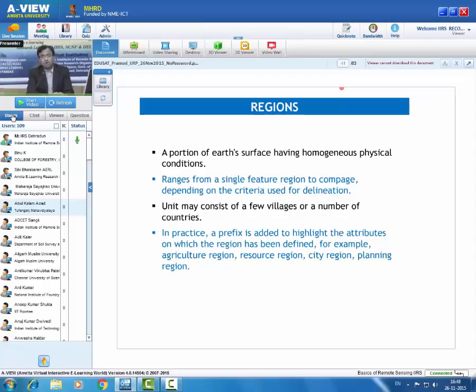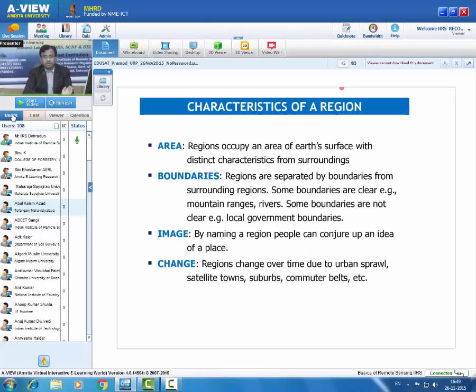Now let us dwell on the regional, because regions are nothing but a portion of Earth's surface having homogeneous physical conditions. It may consist of a few villages or a number of countries. The region has very high relevance. It may be an agricultural region, resource region, city region, or planning region. It is not necessarily used in the urban context.